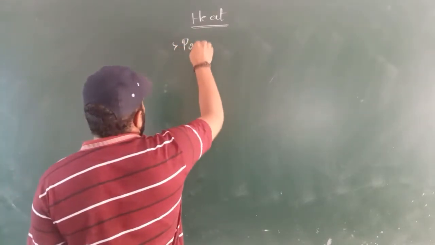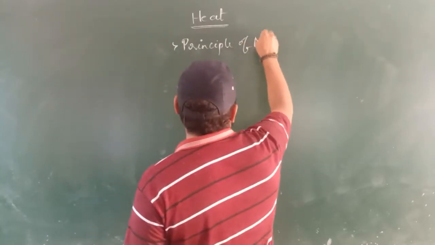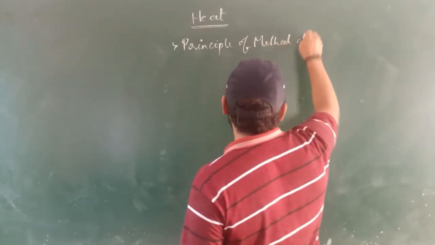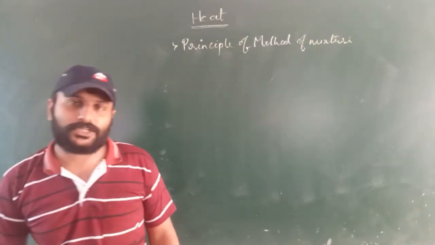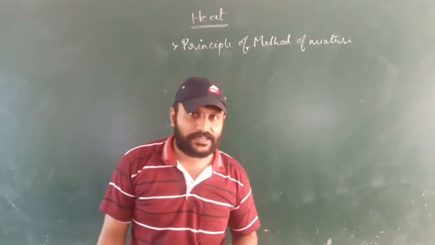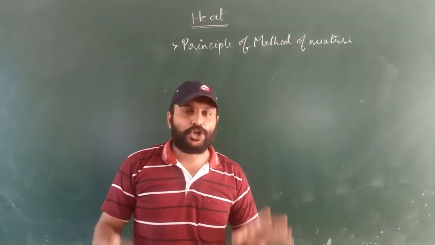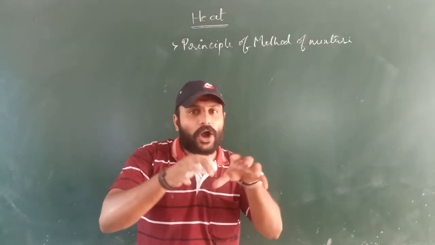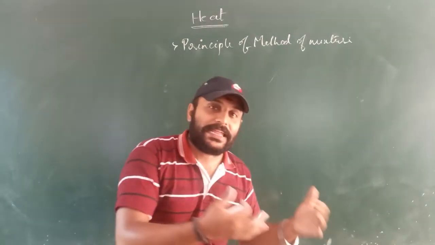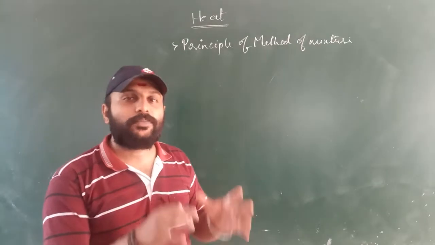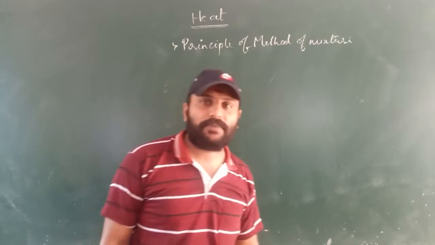Next one is the principle of method of mixture. What is the principle of method of mixture? We already know the thermal equilibrium definition, and the same definition we will use here. When two objects of different temperature are brought in thermal contact, heat lost by the hotter object is equal to the heat gained by the colder object until both objects attain thermal equilibrium. This is called the principle of method of mixture.